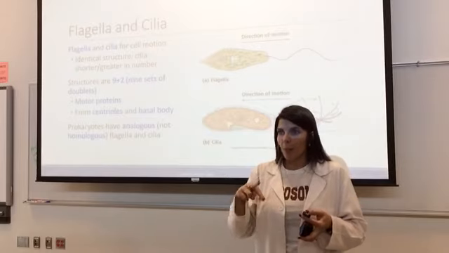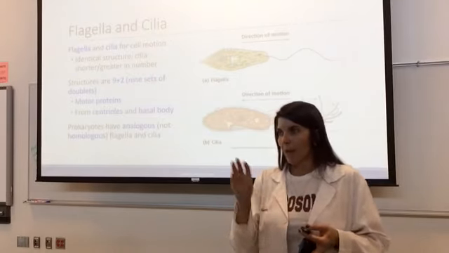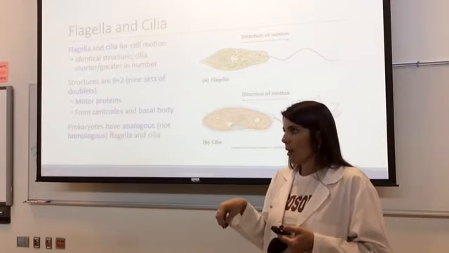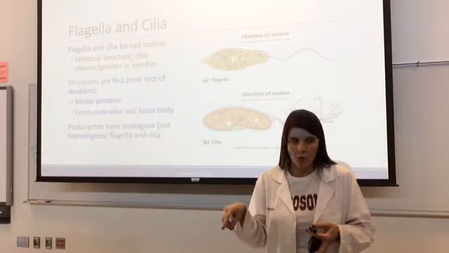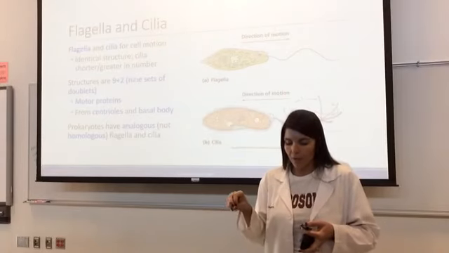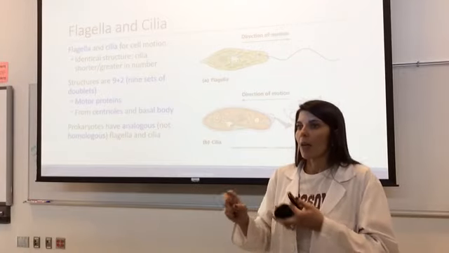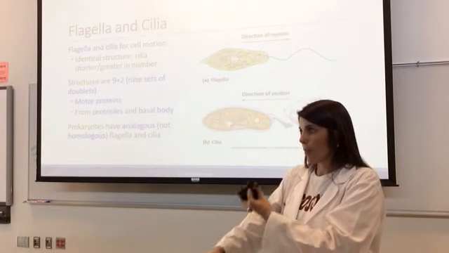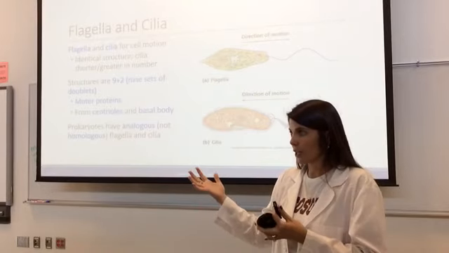Homologous is the opposite. It has the same structure, but a different function. Same structure, different function. That's homologous. Example of homologous: the bones in our arm include the humerus, the ulna, the radius, carpals, metacarpals, and phalanges.